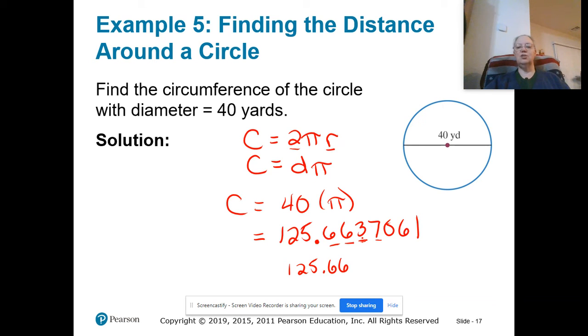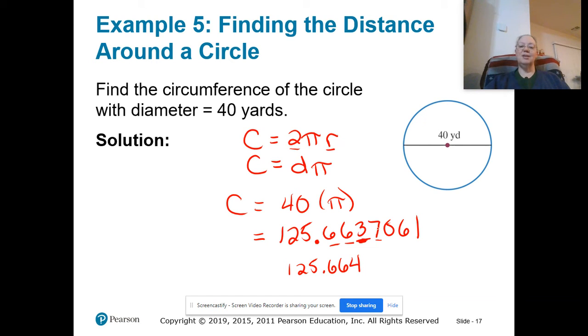So 125.66, that's not going to change. And we're going to keep this digit, but is it going to be a 3 or is it going to be 4? That's the question. So if this number is 5 or greater, then this gets rounded up to a 4.